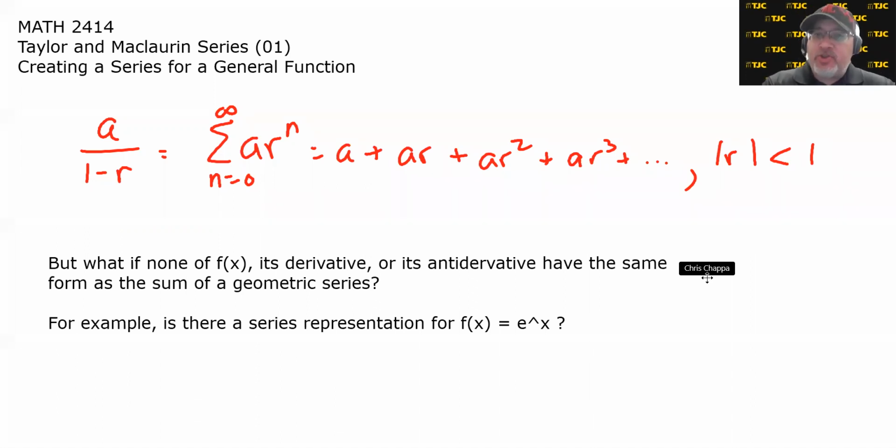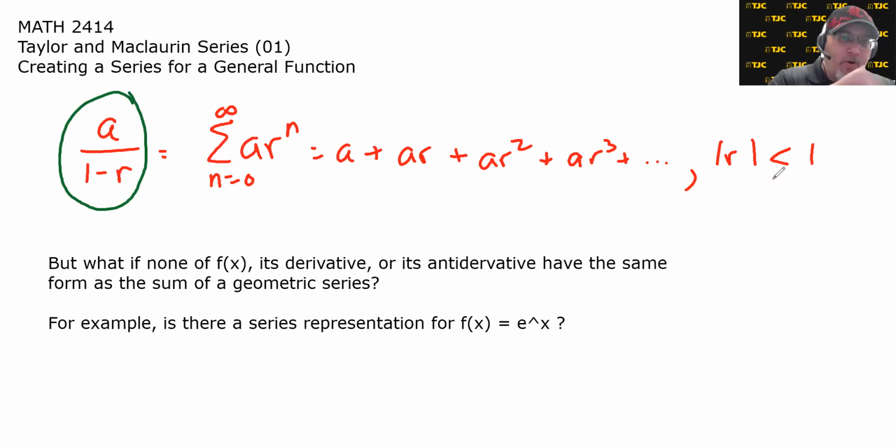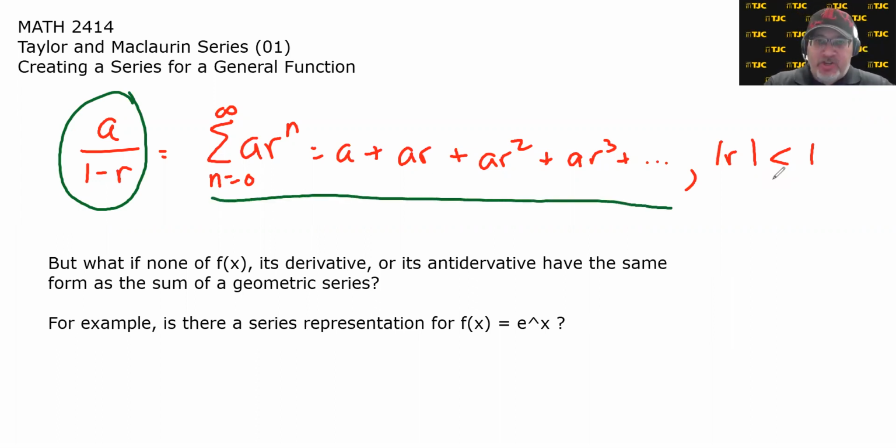In other words, every time we did a problem that said find the power series for a function, it had something to do with an expression of that form, a over 1 minus r, and then we used the fact that that was equal to the sum of a geometric series, whose first term was the numerator, and whose ratio was the number being subtracted from 1. And we also had the condition that the absolute value of the ratio had to be less than 1.